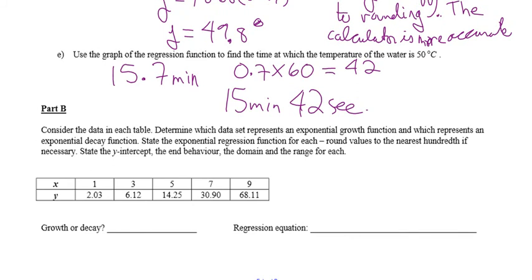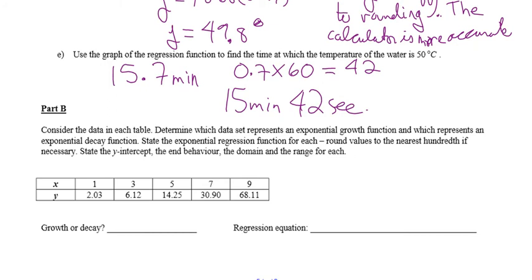Consider the data in each table. Well, I only see one table, so consider the data in the table. Determine which data set represents an exponential growth. State the exponential. Something's missing. Oh, no, okay. There's another table on the next page. So, all right. So, part B, let's continue on the next page.